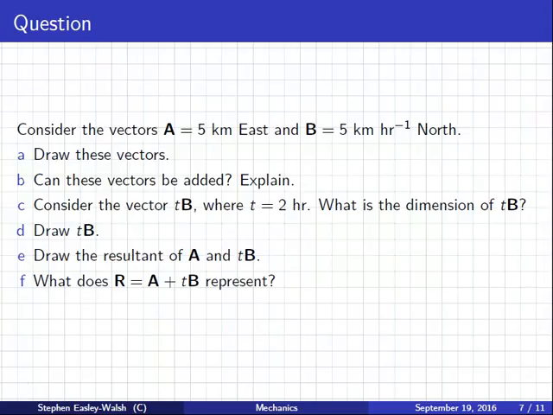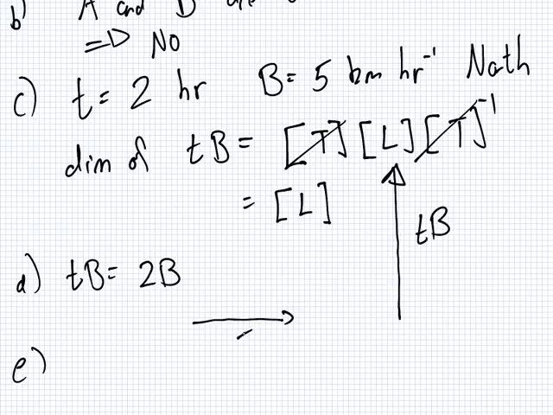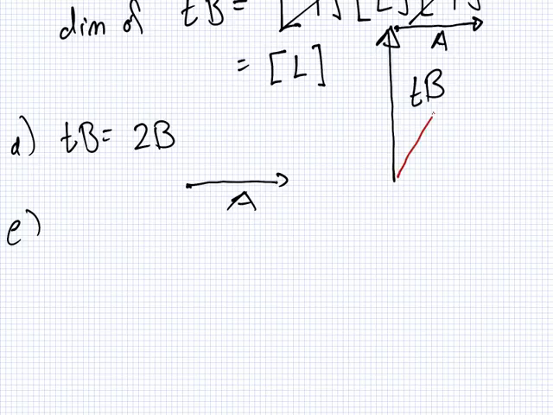E, the resultant of A and TB. Okay, so this is TB, and what was A? It was 5 kilometers east. So if I try and add these together, I need to put the tail here with the head here. So if I draw it over here, there's the A. So the result, that's the answer there for part E. And then finally, F.